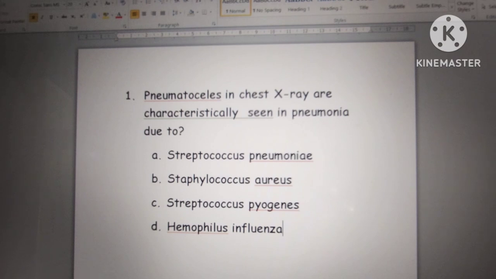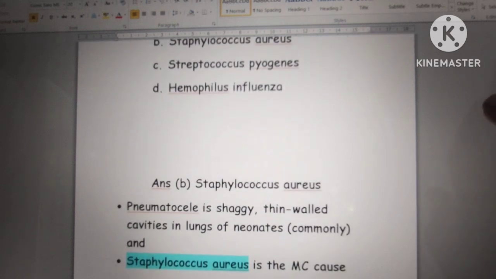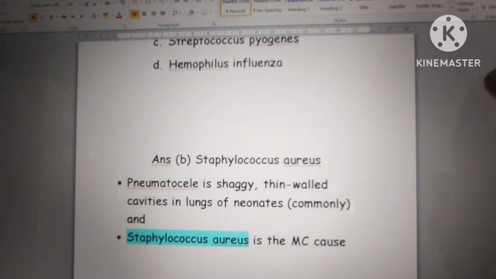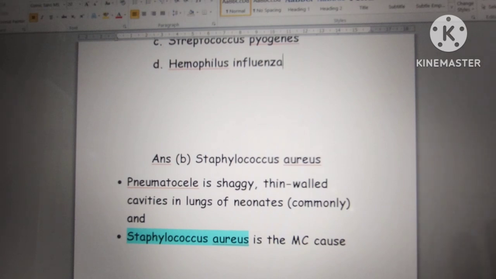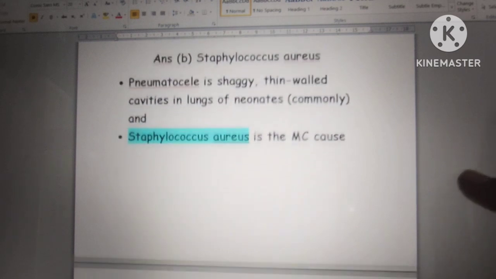You can remember like this: whenever they are asking pneumatocele, it is mainly because of Staphylococcus aureus. So the most common cause for pneumatocele is Staphylococcus aureus. Here it is nothing but shaggy thin-walled cavities in the lungs of the neonates. And the most common cause is Staphylococcus aureus.